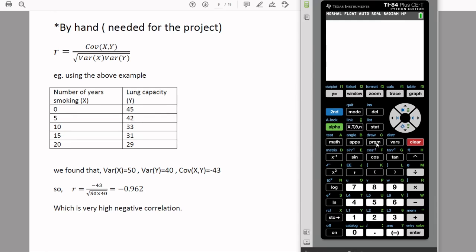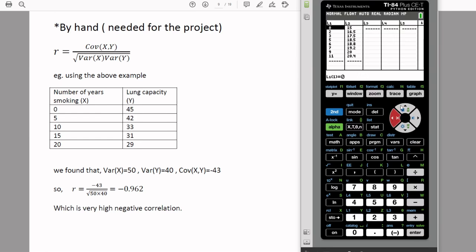Okay. So I don't know if you want to follow it or just watch it now. We go to stat, edit, and we need to clear the lists first to get rid of what was in there before. Clear, enter. And it's dead simple. You put the X coordinates, or whatever one variable is, in the first list. And in list 2, you put the other one.